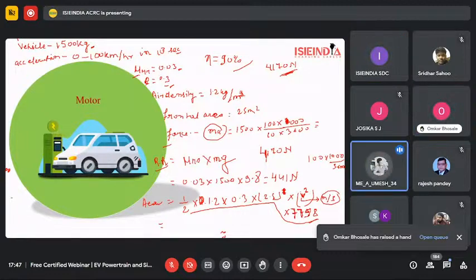Sir, something about 6,700. I don't think this value should go this high, because this is a very huge value. I think you might have made some calculation mistake. Try to correct it. Sir, it's just 1,708. 1,708.